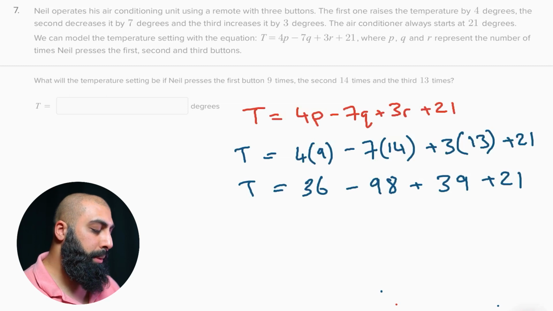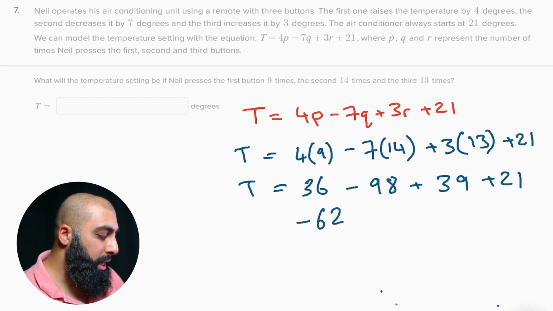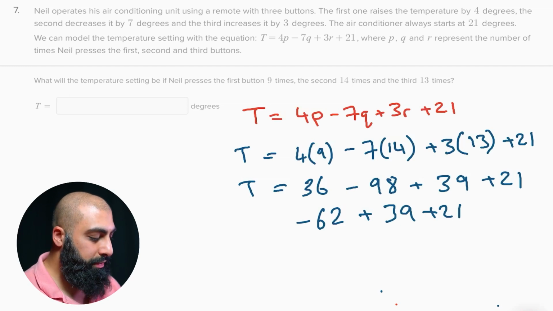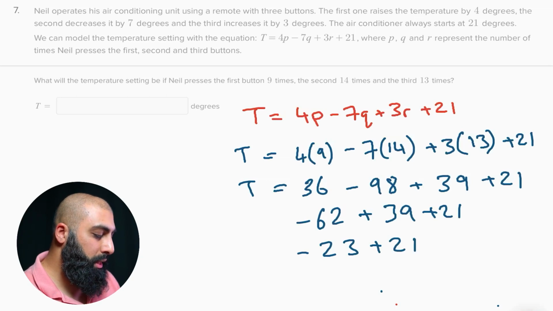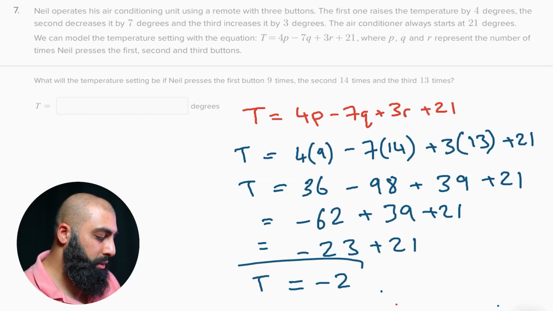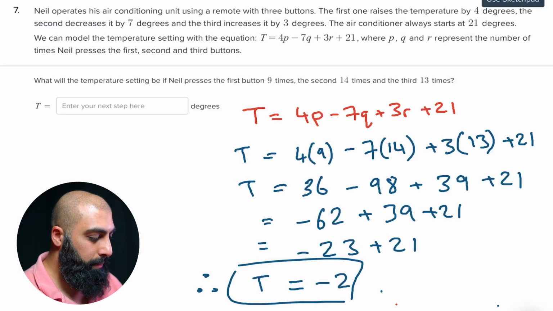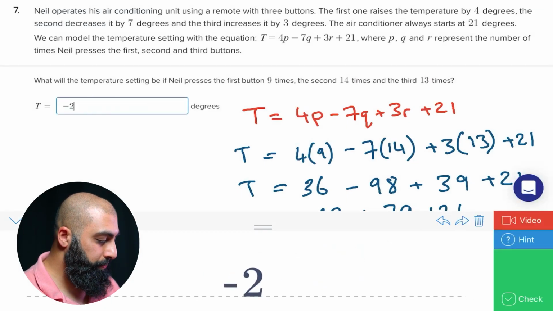So now we're just going to add and subtract the numbers from left to right and see what we get. So we've got 36 minus 98, so we get negative 62, sorry, plus 39 plus 21, and now we just want to add the rest of the numbers up. So negative 62 plus 39 will give us minus 23, and we need to add 21 to it. So we end up getting a final temperature of minus 2. Therefore the temperature in the end is going to be minus 2 degrees. Let's put this in. Okay, minus 2 degrees.